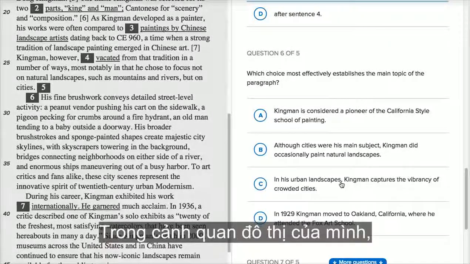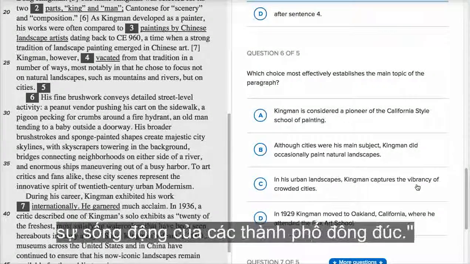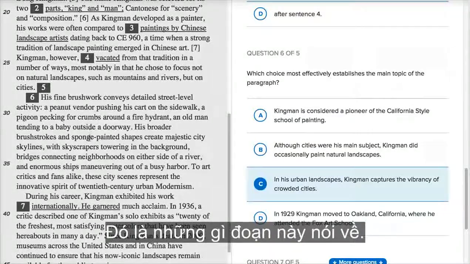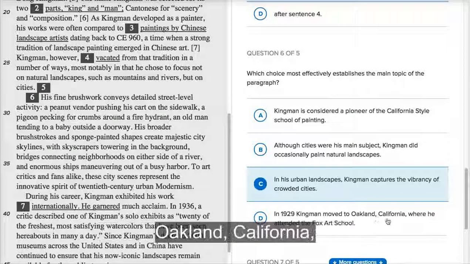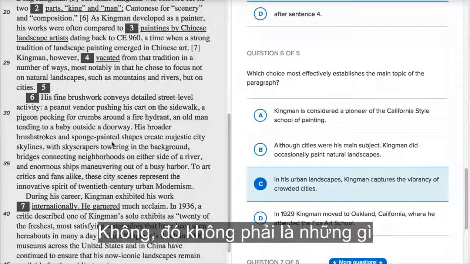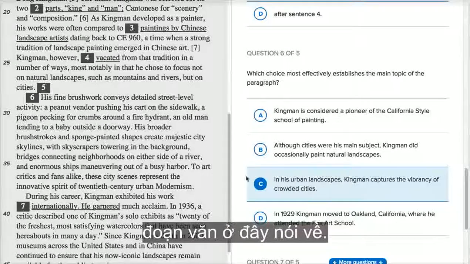In his urban landscapes, Kingman captures the vibrancy of crowded cities. Yeah, I think that's pretty much it. That's what this paragraph is about. In 1929, Kingman moved to Oakland, California, where he attended the Fox Art School. No, that is not what this paragraph right here is about.